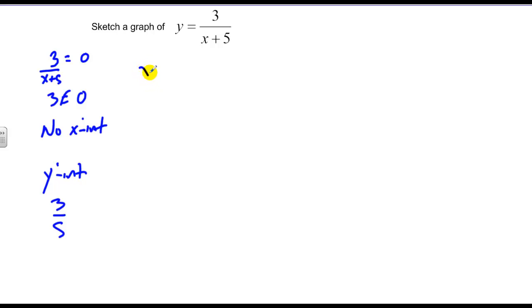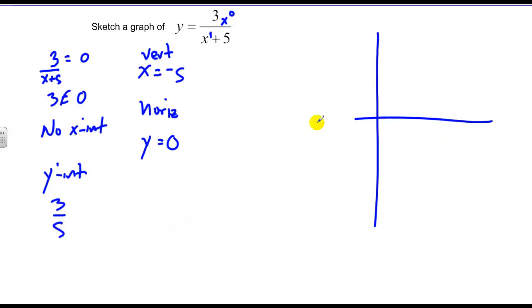Vertical asymptote, set the denominator equal to 0, and I get x equals -5. And to find my horizontal asymptote, I take a look at the degree of the numerator and the degree of the denominator. This is really x to the 0. This is x to the first. Since the degree of the numerator is less than the degree of the denominator, y equals 0 is my horizontal asymptote. So now I'm going to go through and try to sketch some of this.